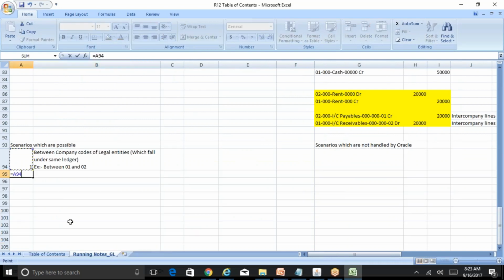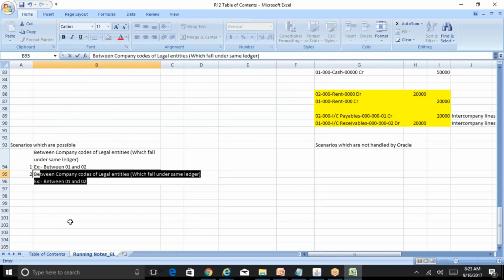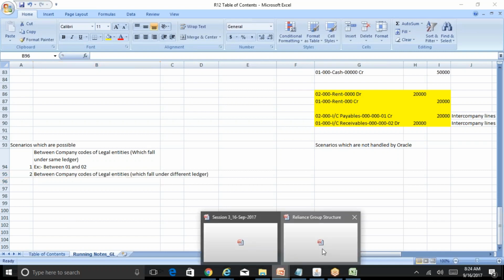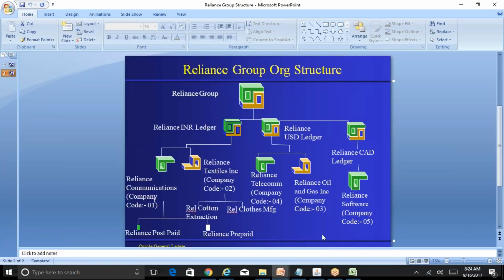Okay, second scenario would be between company codes of legal entities which fall under different ledgers. So example, say 01 and 05. It is between the legal entities of different ledgers. For the time being we will not pick up 04 and 03, because ideally we should not be assigning 04 and 03 at the ledger level, but we are assigning it for some other testing purpose. So for the second scenario, the example would be between 01 and 05.